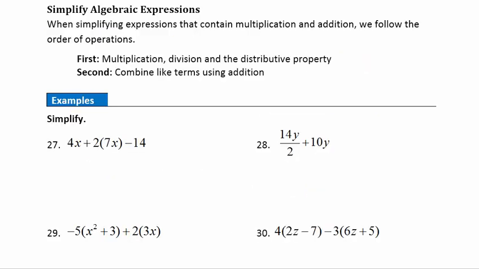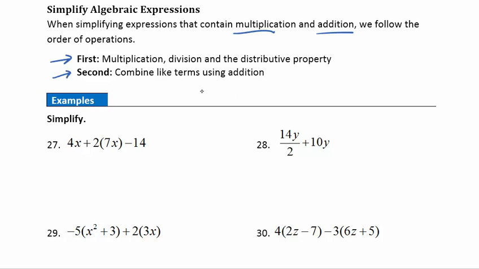Simplifying algebraic expressions. So now what we're going to do is combine both of these together. When simplifying expressions that contain both multiplication and addition, or subtraction for that matter, the first thing we want to do is multiplication or division and the distributive property. Remember, the distributive property is a form of multiplication, so we would do that first. And then second, we're going to combine our like terms by adding them together.